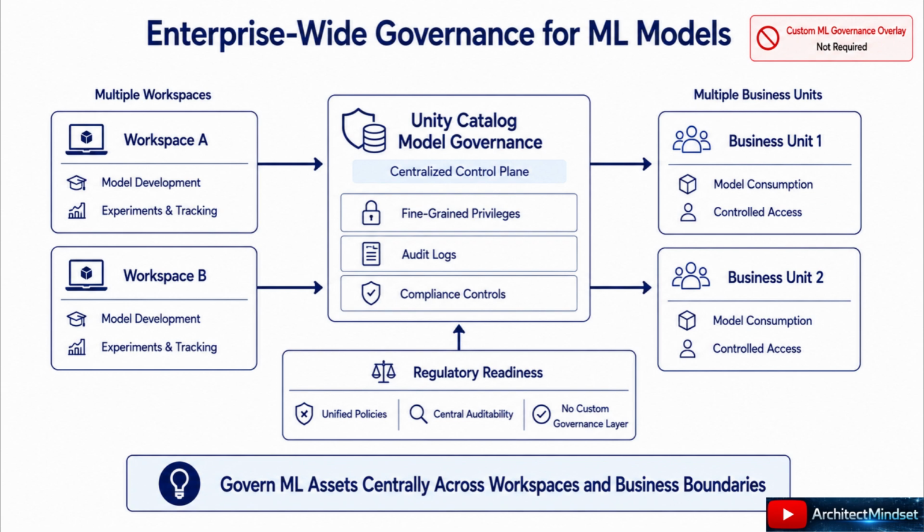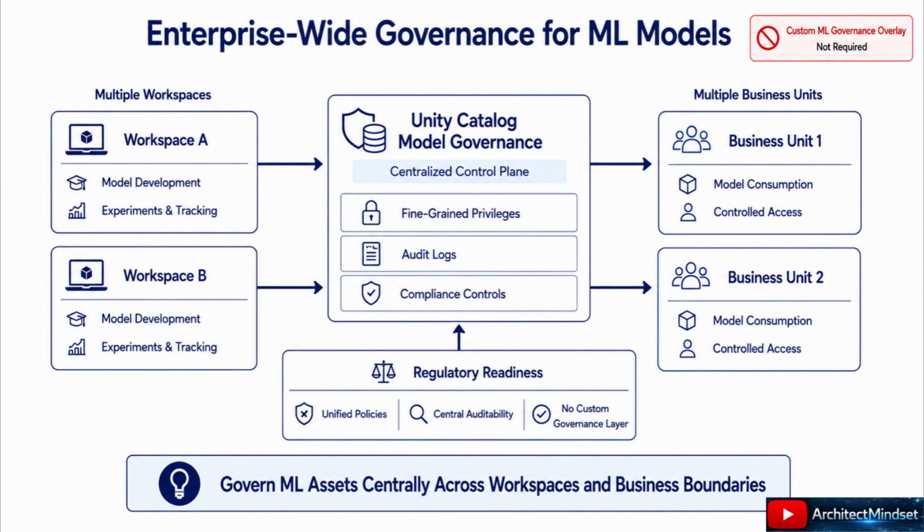For enterprise architects, this means models can now be governed with fine-grained privileges across multiple workspaces and business units. Access policies, audit logs, and compliance controls are unified, enabling organizations to meet regulatory requirements without building custom governance layers across machine learning assets.